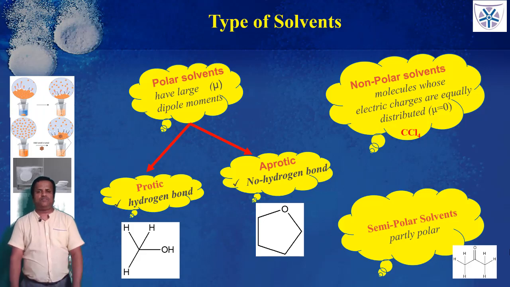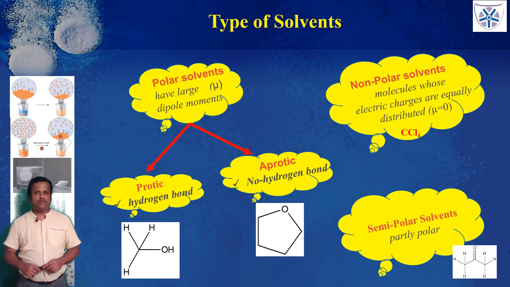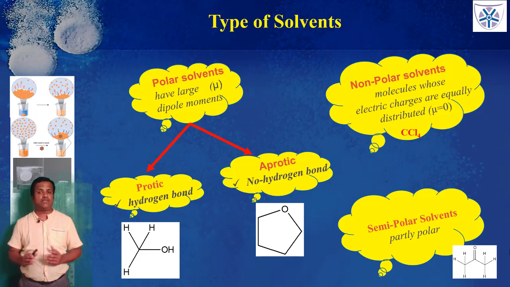Students, today we are going to see about the types of solvents. The number of solvents available depends on the properties by which they are classified. So here we have polar solvents, non-polar solvents and semi-polar solvents. These are the main classifications. In this, polar solvents are further classified into two types: one is protic solvents, another one is aprotic solvents.